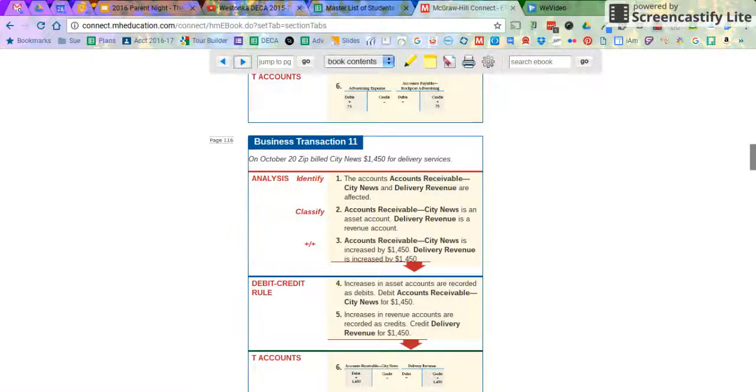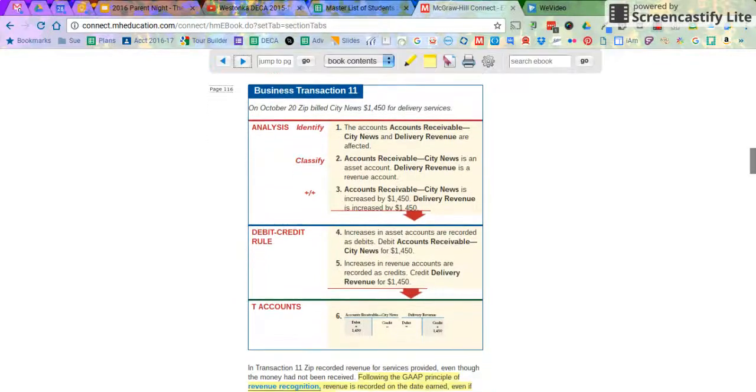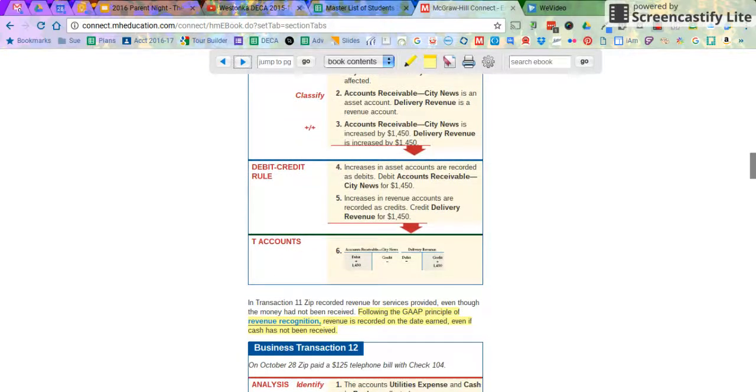Okay, another little pause. Our 11th transaction is we billed City News for delivery service. So again, this is our way of making revenue. So we billed them, meaning we didn't take cash in. So we're going to have a receivable, a future value. And revenue we know is going to be a credit, because that's its increased side, and the debit's going to be to accounts receivable. So that's the other example that I told you about. The two types of revenue are going to be always a credit to revenue, and then the debit is going to be either to cash or an accounts receivable account of some sort.